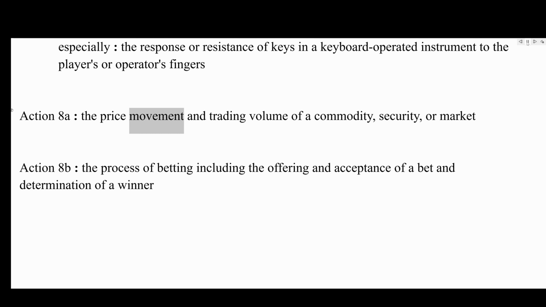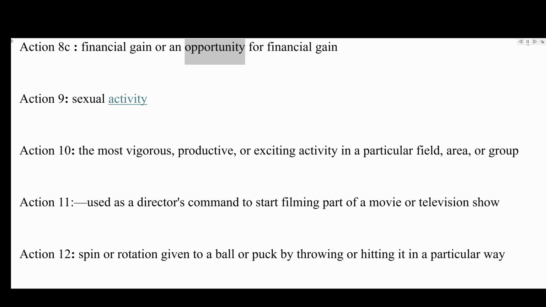Action 8a, the price movement and trading volume of a commodity, security, or market. Action 8b, the process of betting including the offering and acceptance of a bet and determination of a winner. Action 8c, financial gain or an opportunity for financial gain. Action 9, sexual activity. Action 10, the most vigorous, productive, or exciting activity in a particular field, area, or group. Action 11, used as a director's command to start filming part of a movie or television show. Action 12, spin or rotation given to a ball or puck by throwing or hitting it in a particular way.